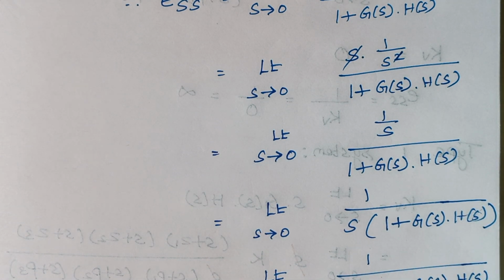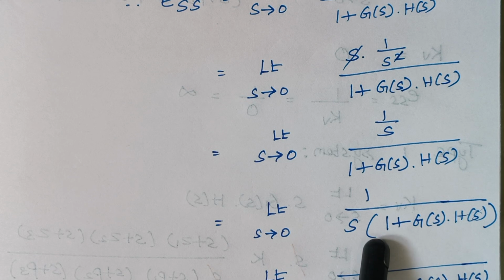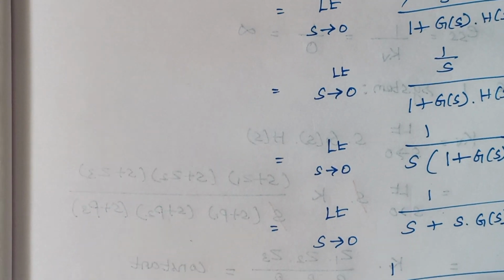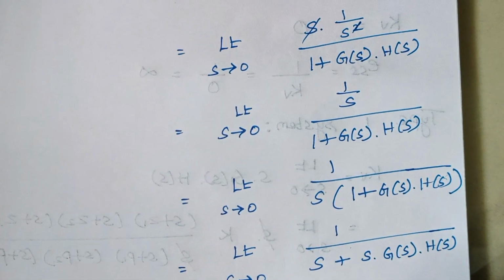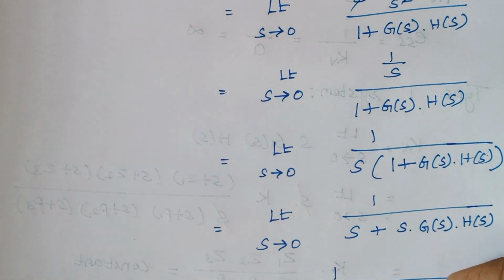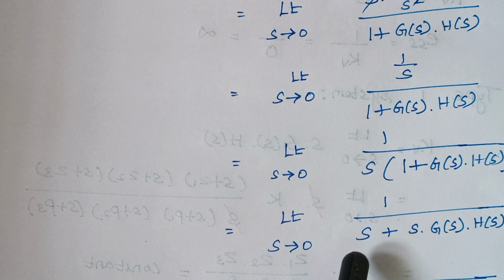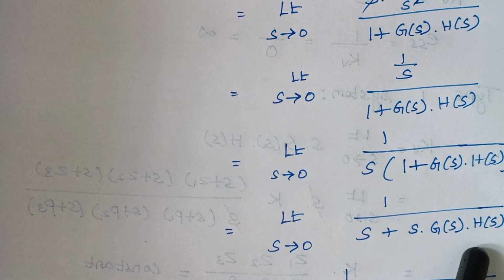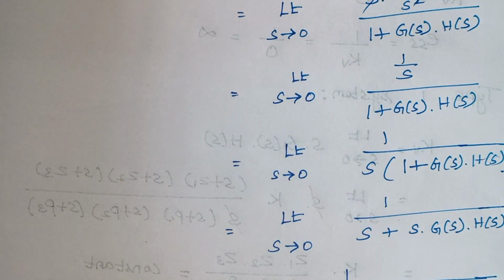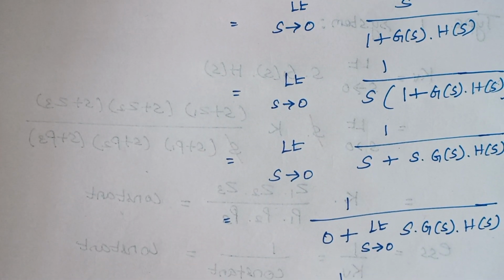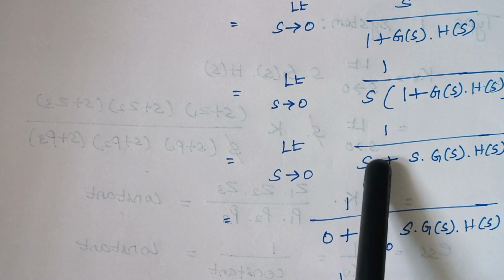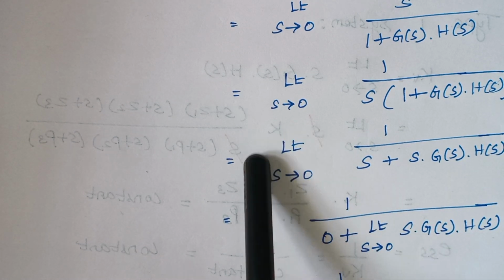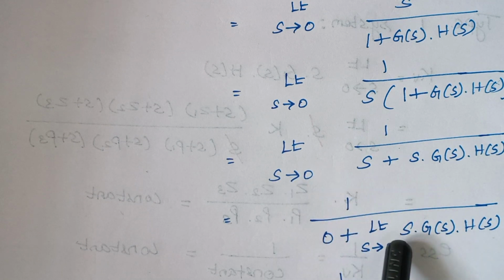And the next step is I am going to multiply this s with these terms. So s into 1 becomes s here, right? So s into 1 becomes s plus again s into G of s into H of s. So for this term, when you substitute the value of s as 0, this term becomes 0. So here I had written that 1 plus, and again I am moving this limit s tends to 0 inside.